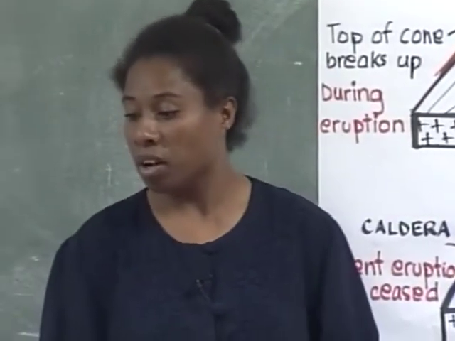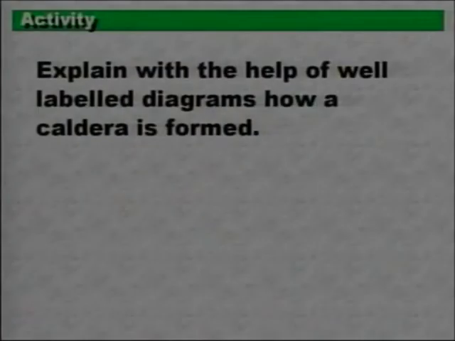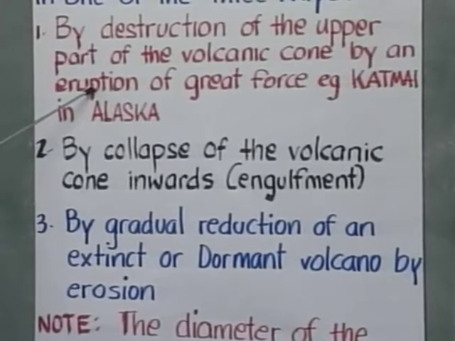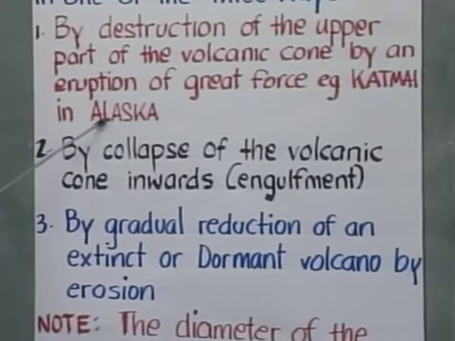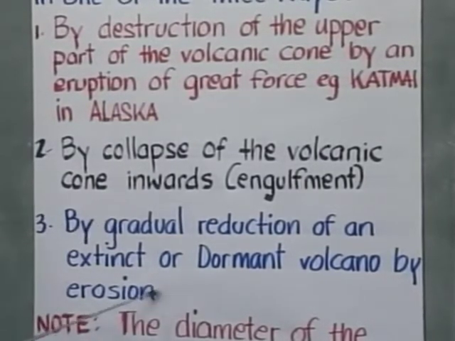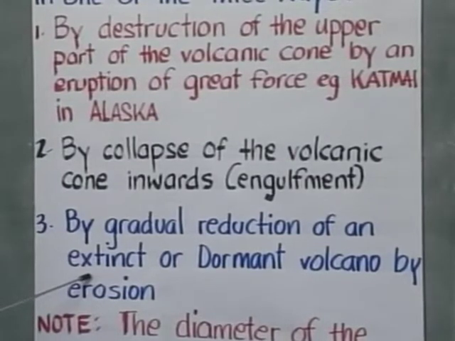Your task. You are now going to explain, with the help of well-labeled diagrams, how a caldera is formed. You have three ways in which a caldera can be formed, and your diagrams, when you are constructing them, can explain the first way in which it is formed, or you may decide to do a diagram to show the second way, or you may decide to do the third way in which a caldera is formed.